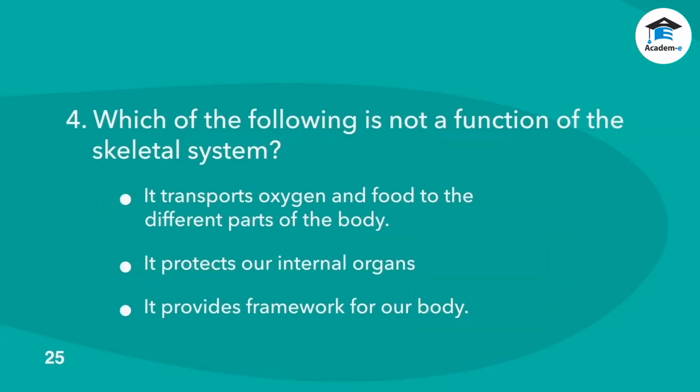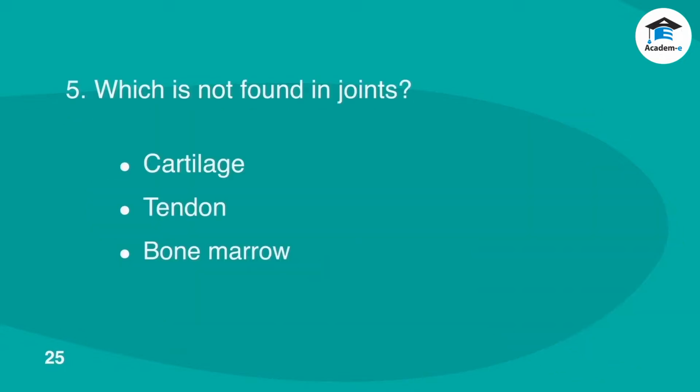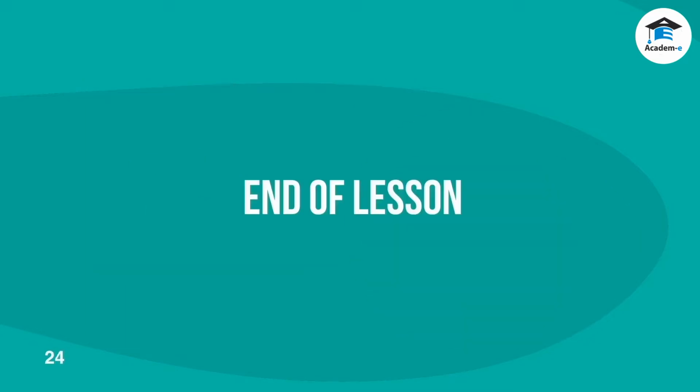4. Which of the following is not a function of the skeletal system? Correct. The skeletal system does not transport oxygen and food to the different parts of the body. 5. Which is not found in joints? Correct. Bone marrow is not found in joints. End of lesson.